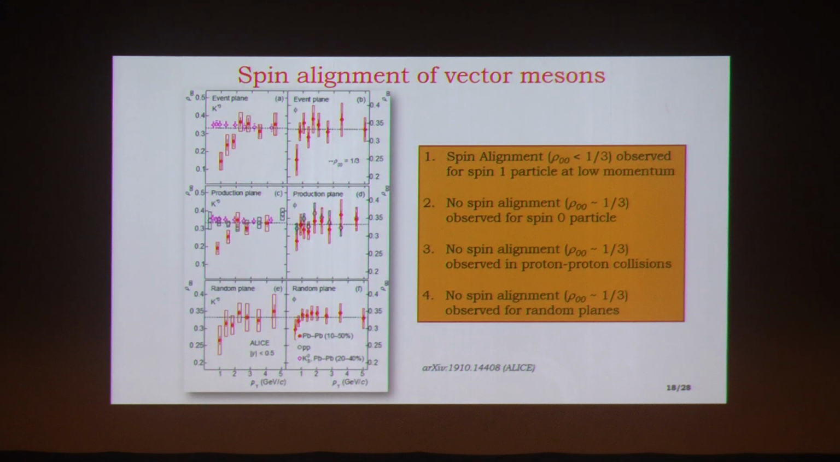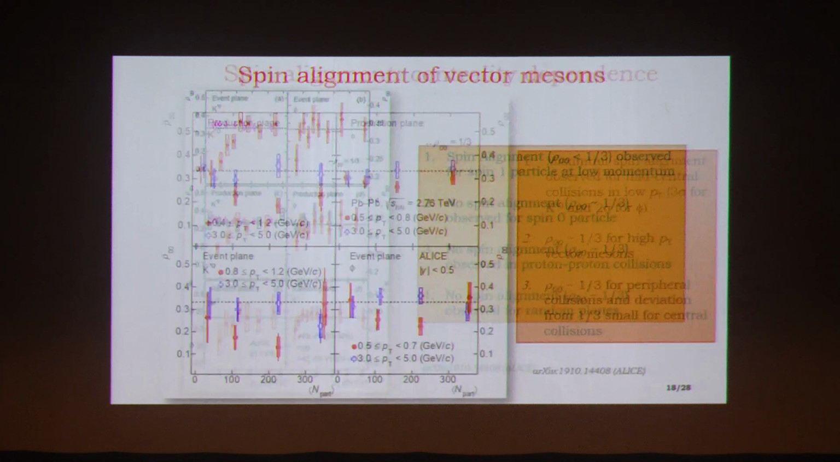Here it is in totality. With respect to event plane, K star and phi are at a level of about 2 to 3 sigma. K shorts, with respect to production plane, PP collisions, and random plane, show this small deviation of this data point, which we understand, and I will refer to it later on for the random plane.